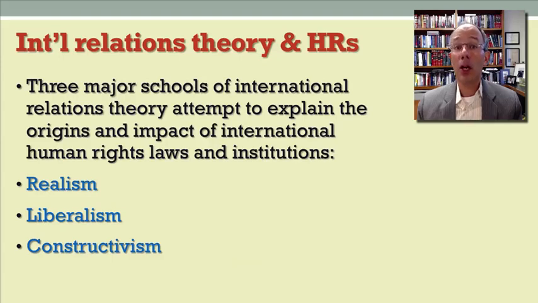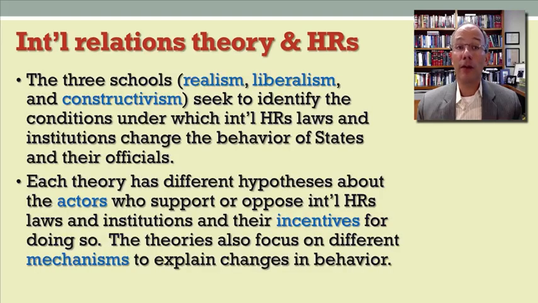So let's take a look at three major schools of international relations theory that attempt to explain the origins and impact of international human rights law and institutions. And those three schools are realism, liberalism, and constructivism. Now, each of these schools try to identify with some degree of precision the situations in which international human rights laws and institutions will actually change the behavior of governments and their officials.